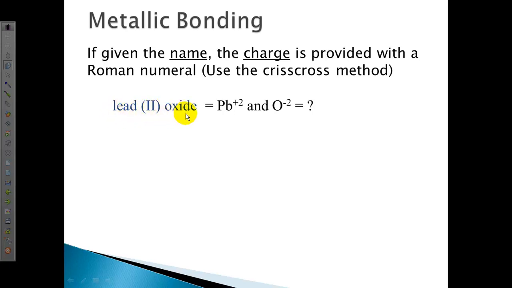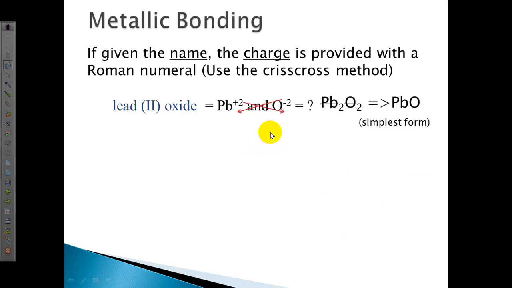So if they said lead 2 oxide, 2 stands for the oxidation state. So you just write a +2. You get the oxygen from the group that it's on the periodic table. Oxygen is in group 6A. He only needs 2 more electrons to get his full valence shell. So you put them together, you crisscross just like we've learned in the past.